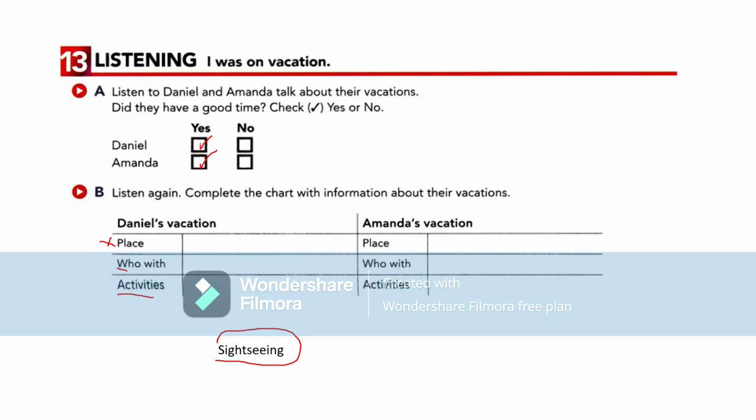Business and pleasure. Okay, so let's continue with this one. Complete this conversation with was, wasn't, were, or weren't. Pretty easy, guys.